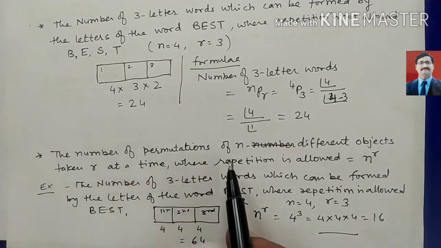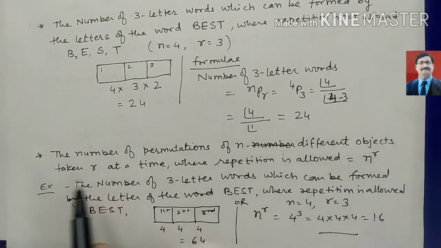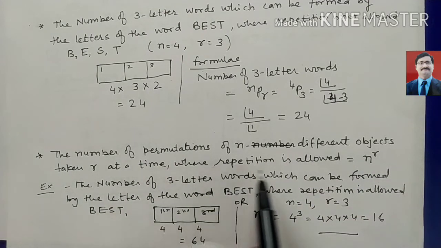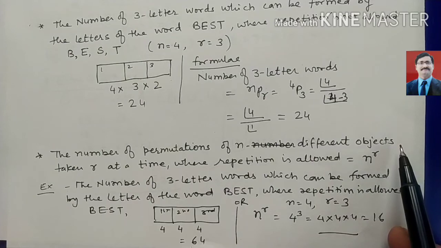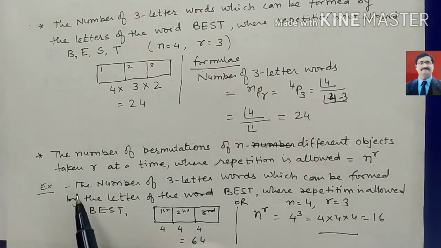So this way we can find the number of permutations. The number of permutations of n different objects taken r at a time where repetition is allowed: if repetition is allowed, then the number of permutations will be n power r. Look at the same question again. The number of 3-letter words which can be formed by the letters of the word BEST, where repetition is allowed, means this word BEST we have 4 letters.